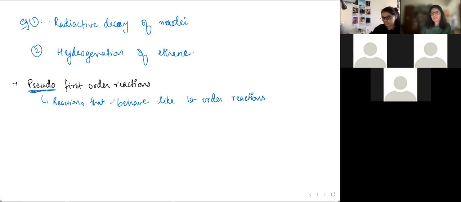We'll get into it. Why do they come across? It is because of the reaction conditions that we ourselves take. So they behave like first order reactions. Behavior of first order reaction means dependency on only one reactant, concentration of reactant to the power of 1. That's what it ends up being, no? So they behave like first order reactions, but they are actually not first order reactions. And this happens due to the reaction conditions that are taken.